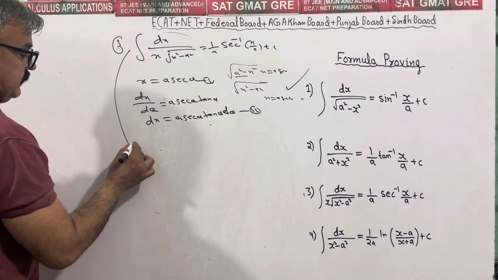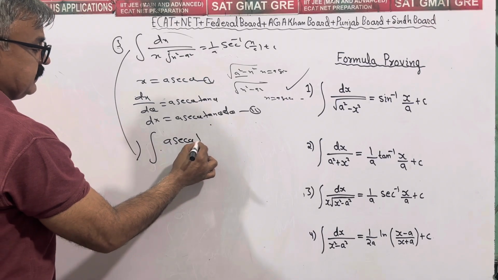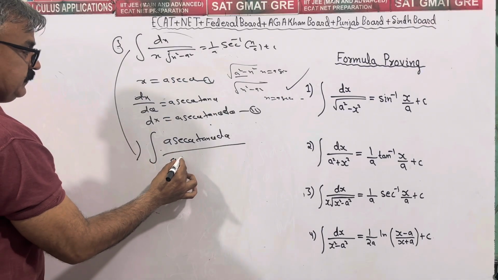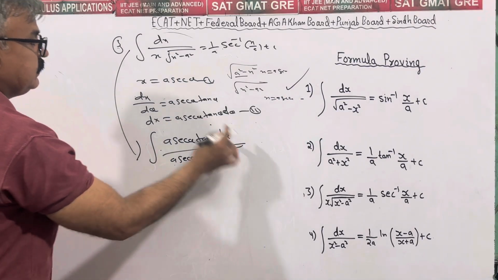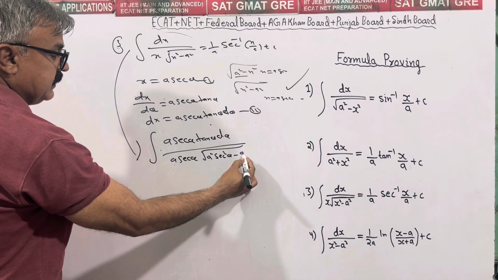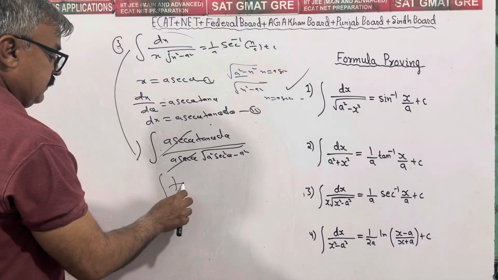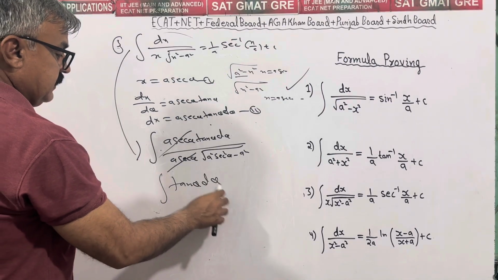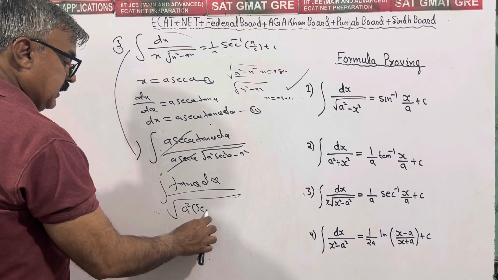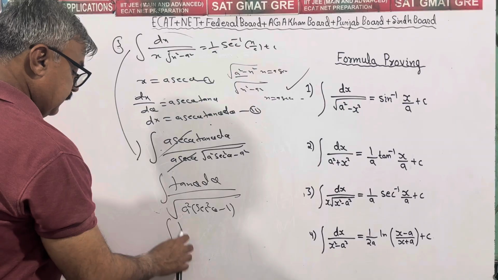We have dx. dx means a sec theta tan theta d theta, over x means a sec theta, root of x square means a square sec square theta minus a square. The a sec cancels, and we have tan theta d theta. Here a square is common, so we have sec square theta minus 1. Sec square minus 1 is equal to tan square.